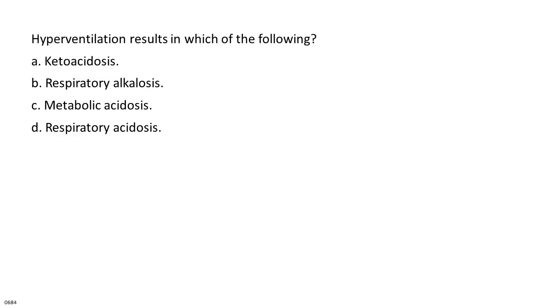Hyperventilation results in which of the following? A. Ketoacidosis. B. Respiratory alkalosis. C. Metabolic acidosis. D. Respiratory acidosis.